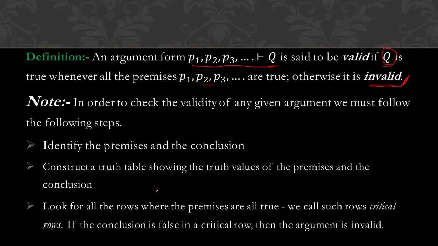That means a critical row of the given truth table is a row where all the premises are true at the same time. After selecting these critical rows, the last step is this: if the conclusion is false in a critical row, then the argument is said to be invalid. But if in all the critical rows the conclusion is true, that is the condition for the given argument to be valid.